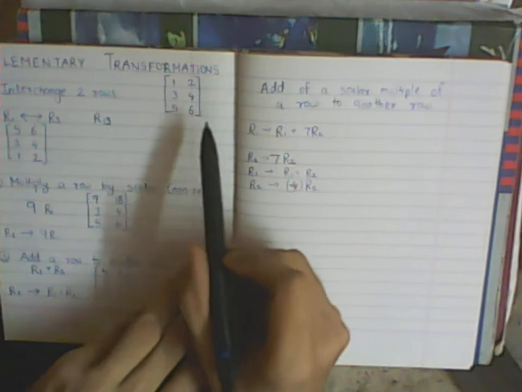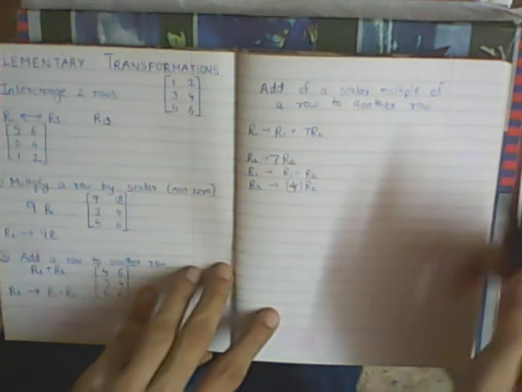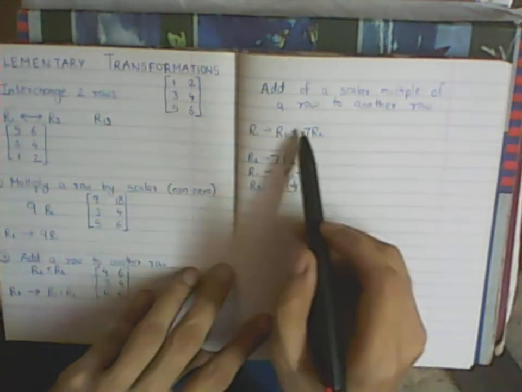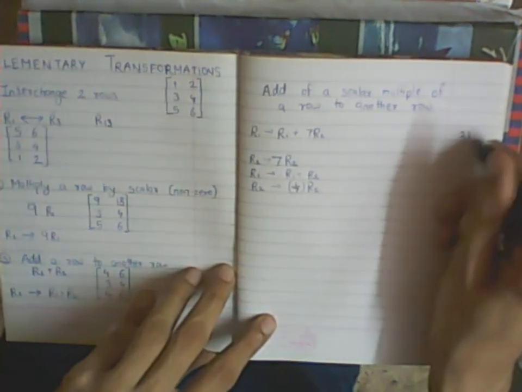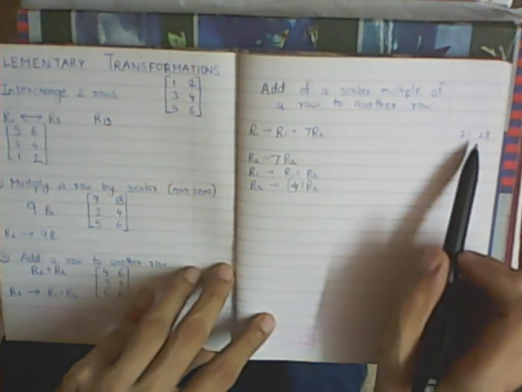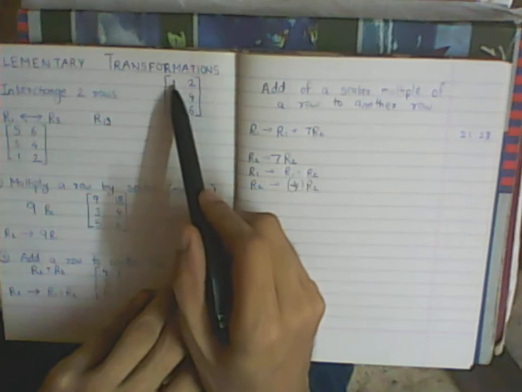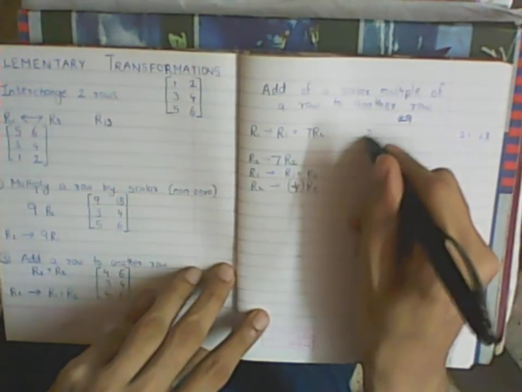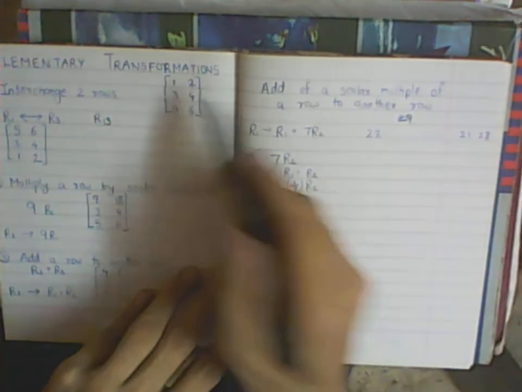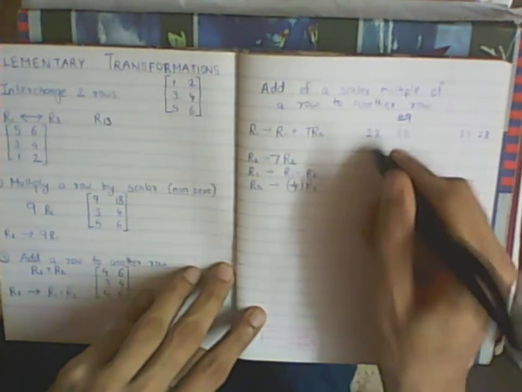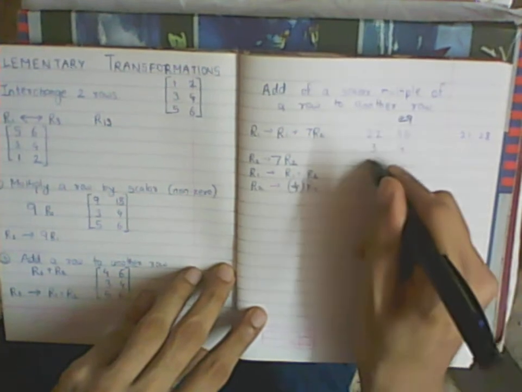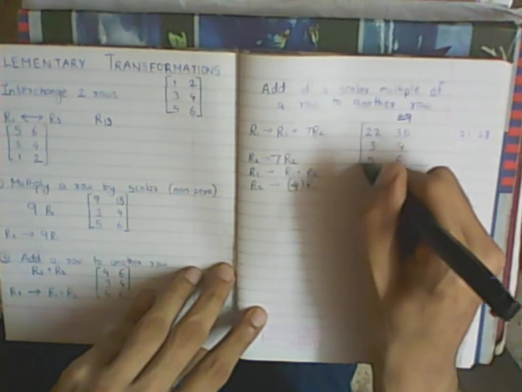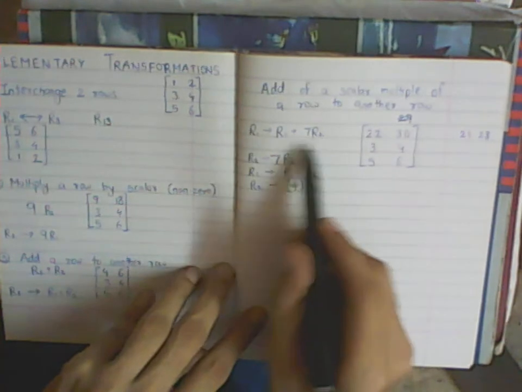So I have 7 times my second row. So let's say I have a temporary row stored somewhere. 7 times my second row is 21 and 28, and I'm adding this to the first row. So if I add it to the first row, this becomes 29, and I'm sorry, not 29. 21 added to a 1 gives you a 22, and 28 added to 2 gives you 30, and everything else remains the same. This remains 3, 4, 5, 6. So this is the way of doing it in just one step.